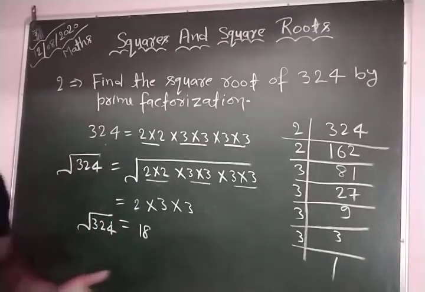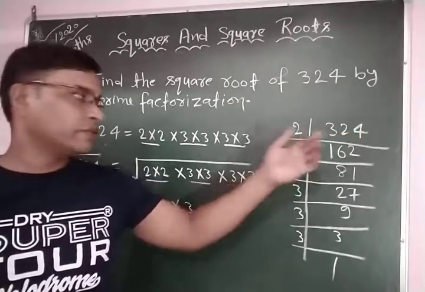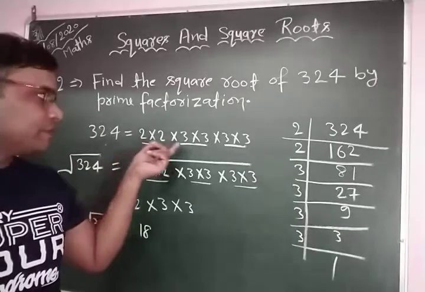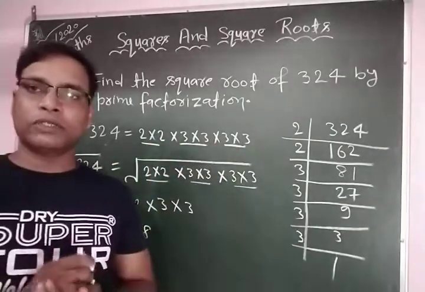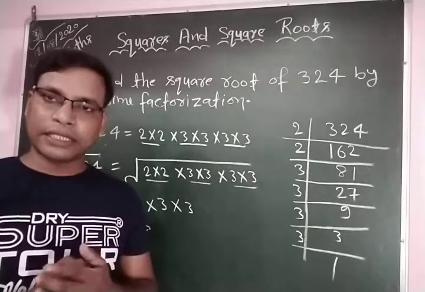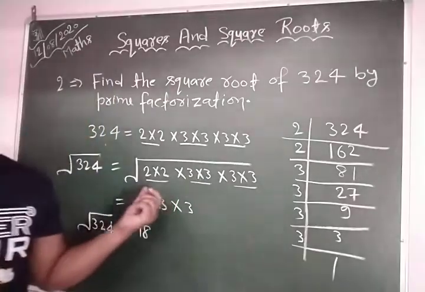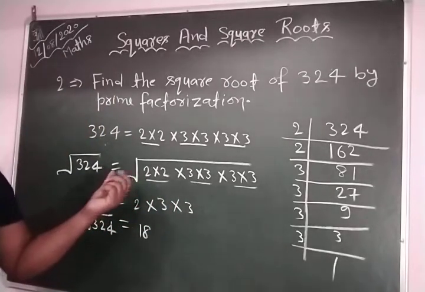So first we find the prime factors of 324. So you can see the numbers are in a pair of 2s, a pair of 3s, a pair of 3s. For the square root, we take one number from each pair. Okay, we take one prime number from each pair.